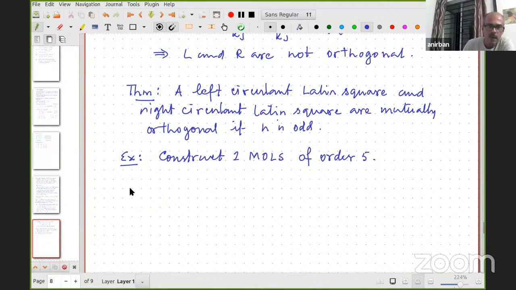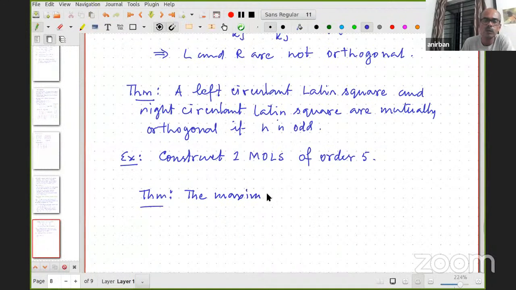The question is how many such mutually orthogonal Latin squares are possible. That is answered by the next theorem. It's actually very easy. We'll talk about the proof. So there are, okay, the maximum number.